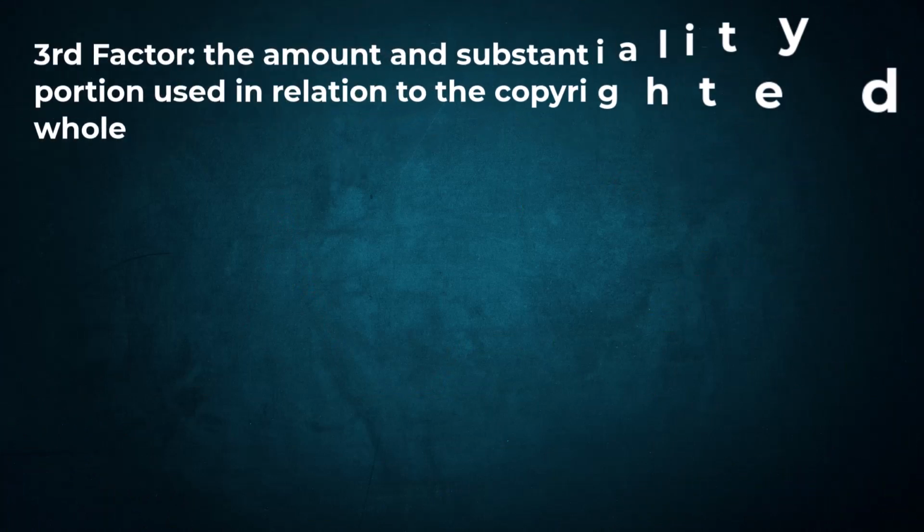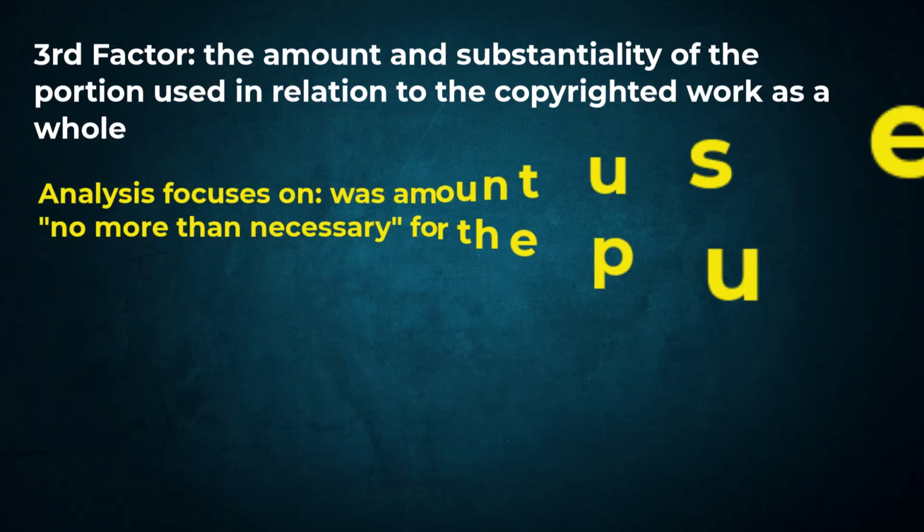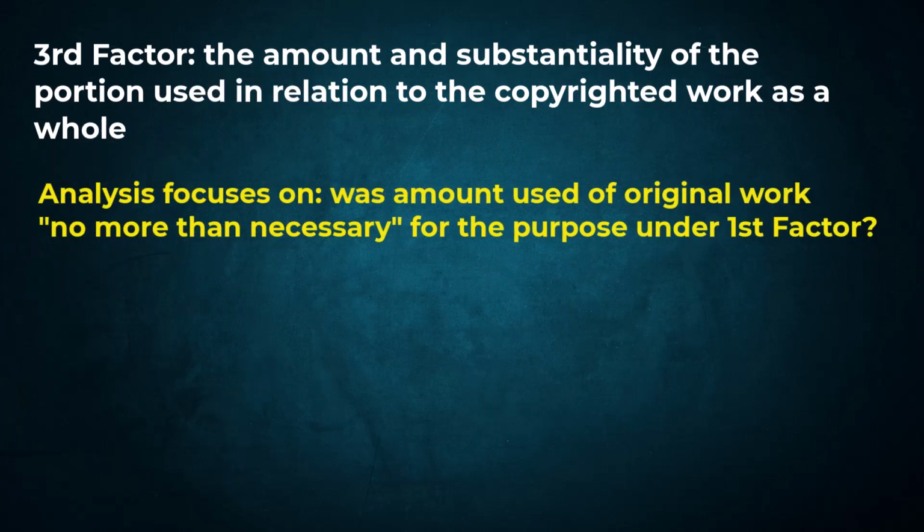Okay, let's look at the third factor now in more detail. Again, the third factor was the amount and substantiality of the portion used in relation to the copyrighted work as a whole. So essentially what this third factor is trying to assess is whether or not the amount of the original work used in the alleged infringing content was no more than necessary for the purpose of the alleged infringing work identified under the first factor. So for example, if the alleged infringing work was identified under the first factor as being for the purpose of criticism or comment, then we're asking, was the amount used no more than necessary to achieve that purpose of commenting or critiquing?